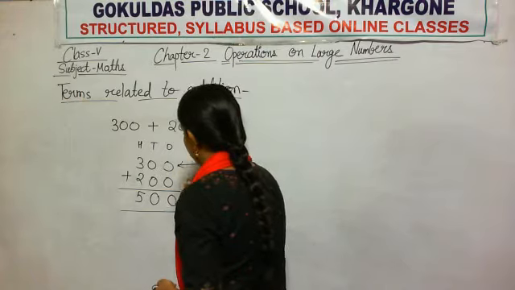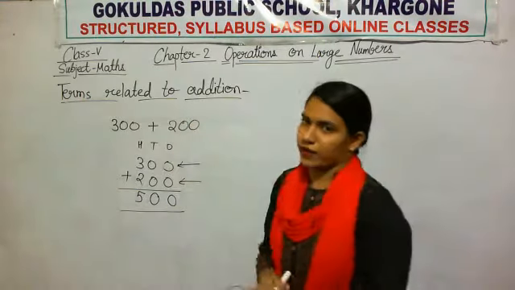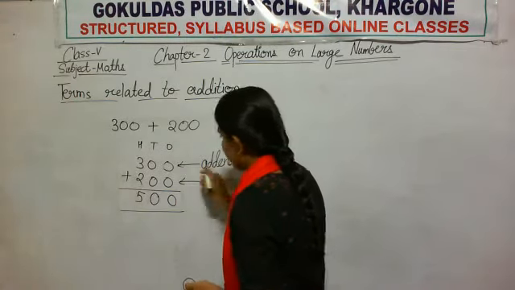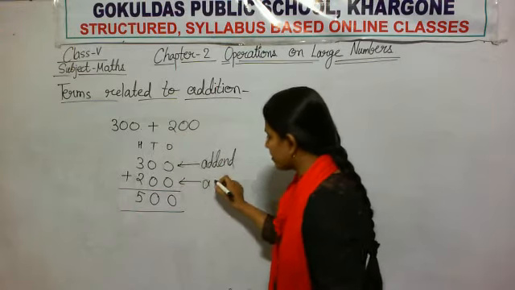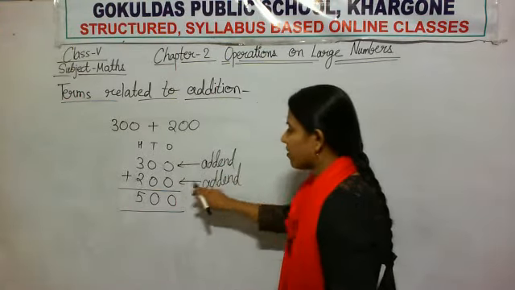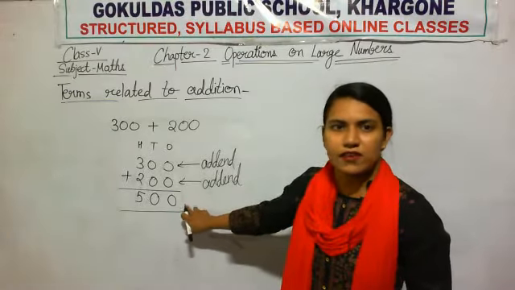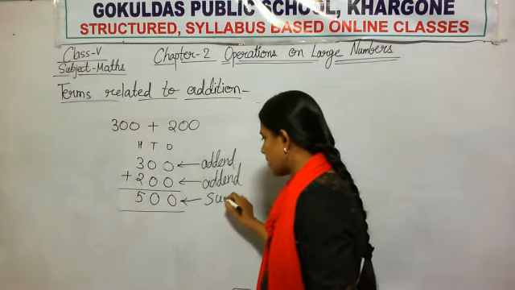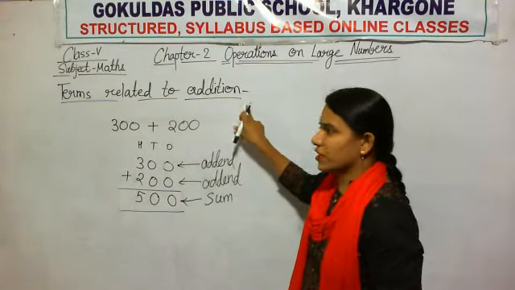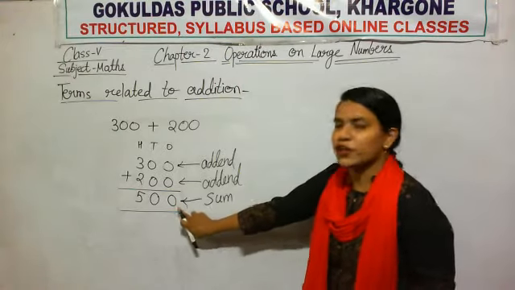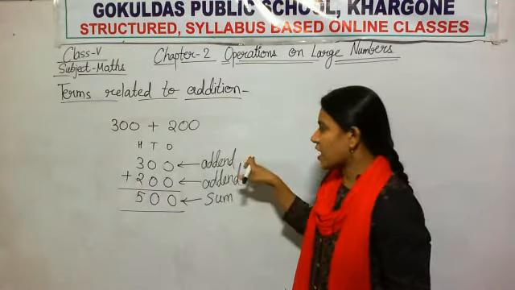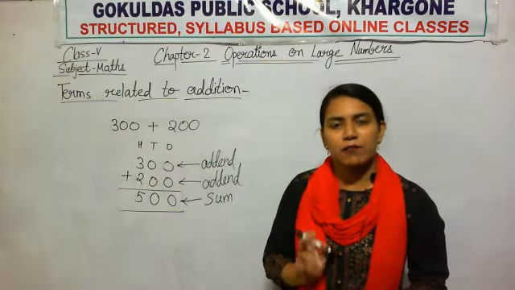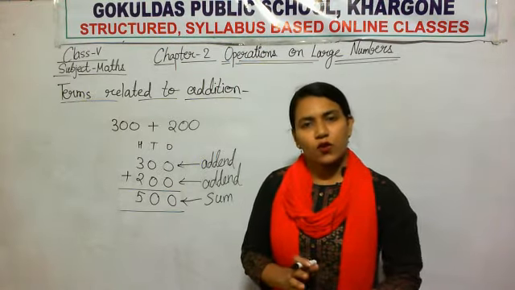Now these 2 numbers, 300 and 200, are called addends. 300 is the first addend and 200 is the second addend. And this is our result of addition. The result of addition is called sum. So terms related to addition are addend and sum. The result of addition is called sum, and the numbers to be added are called addends.